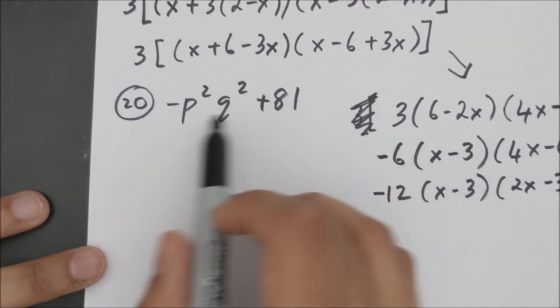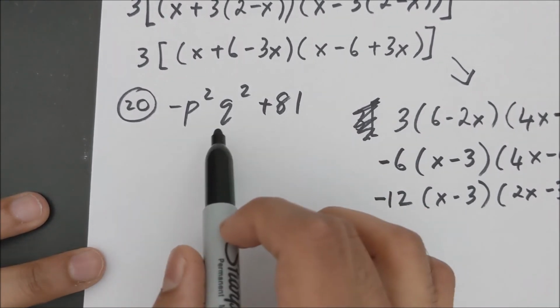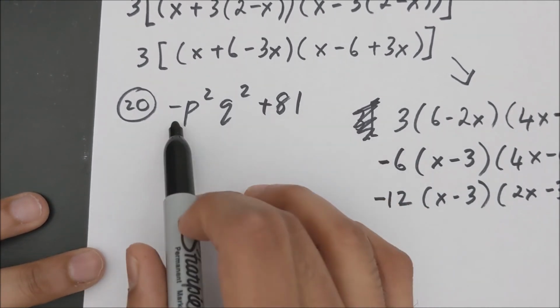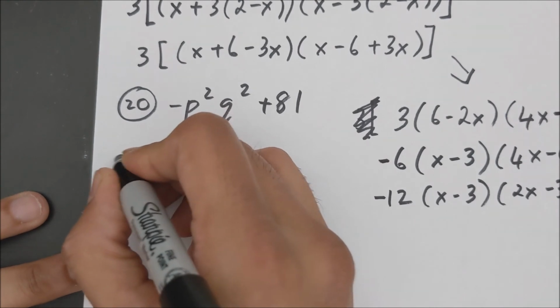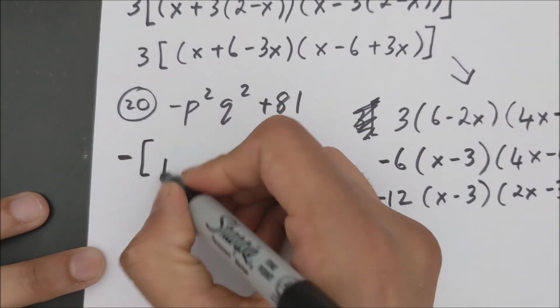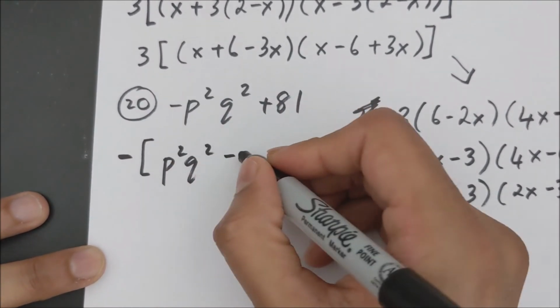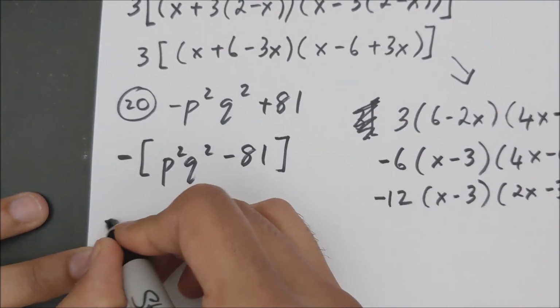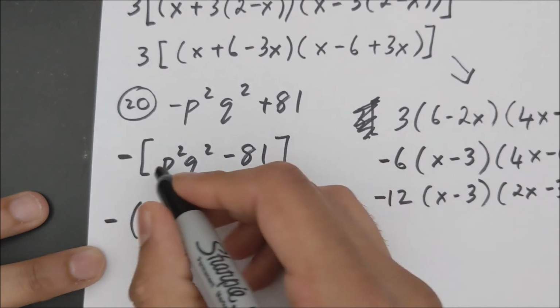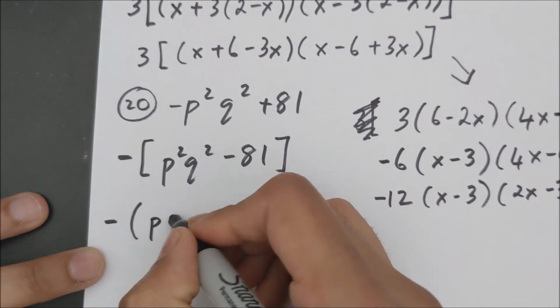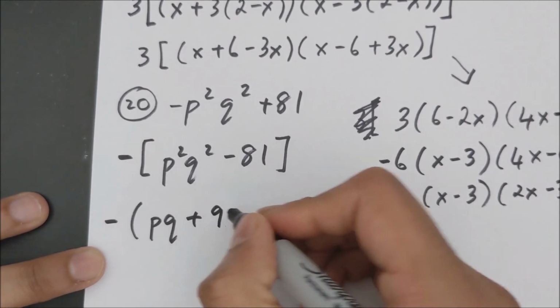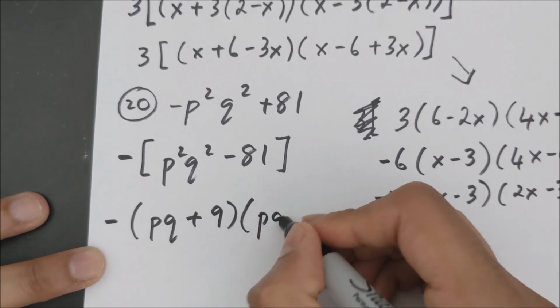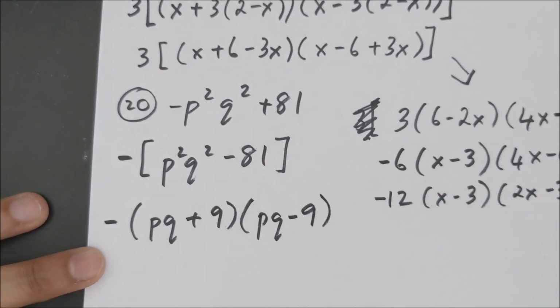And then question number 20, I have this. Again, you can do difference of squares here, but the problem is the sign is a plus and there's a minus here, so I'll start by taking out a negative, p squared q squared minus 81. And now it's easy to do difference of squares on the inside. So negative, the square root of p squared q squared is pq, so pq plus 9, pq minus 9.